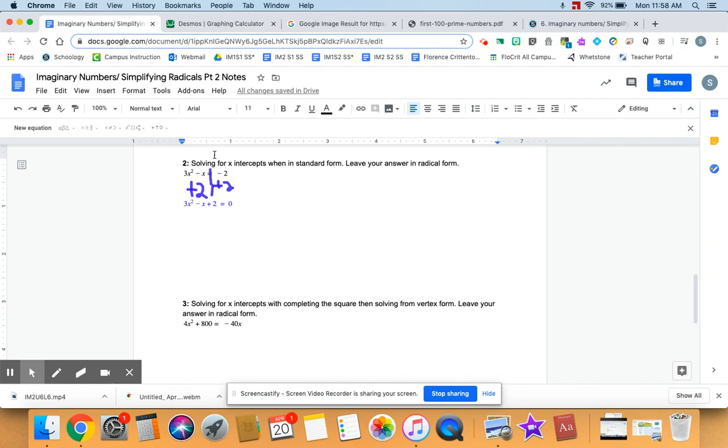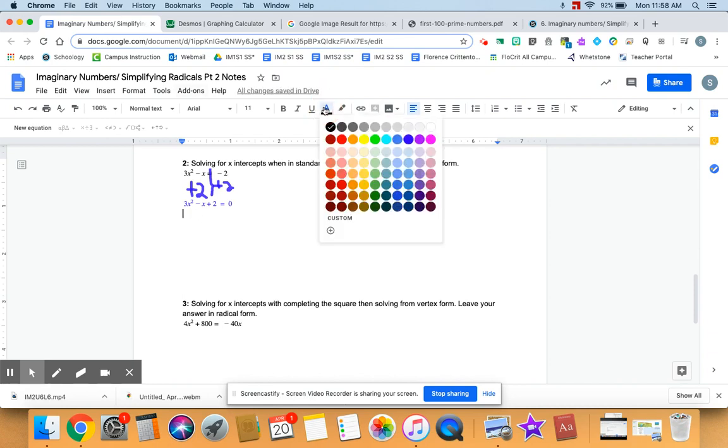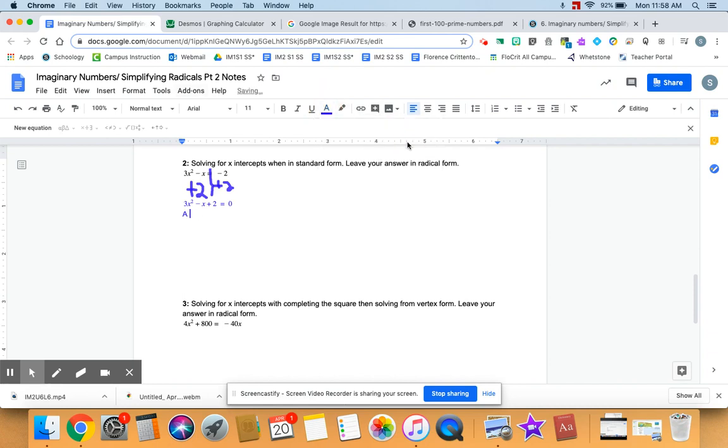So remember, if you're trying to solve for x-intercepts when you're in standard form like this, you need to use the quadratic formula. So the quadratic formula requires you to pull out your a, which is the number in front of x squared. So in this case, it's 3. Your b, which is the number in front of x, which in this case is a -1, because it's like this invisible 1. And your c, which is a number by itself, which happens to be 2.